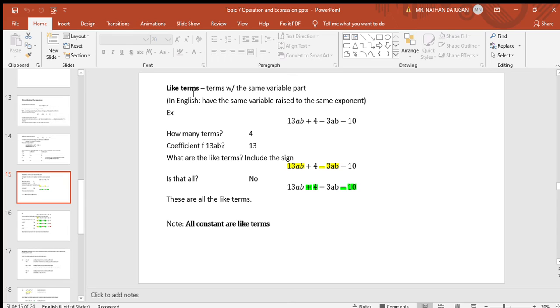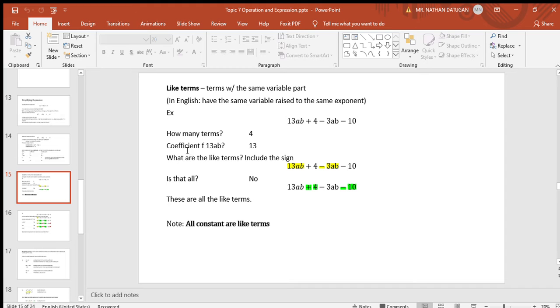So now that you know variables and coefficients, we can talk about like terms. Like terms are basically terms with the same variable part. So in English, they have to have the same variable raised to the same exponent. So let's have an example. This is 13ab plus 4 minus 3ab minus 10. So again, how many terms? Well, there's 4: 13ab, positive 4, negative 3ab, and negative 10.